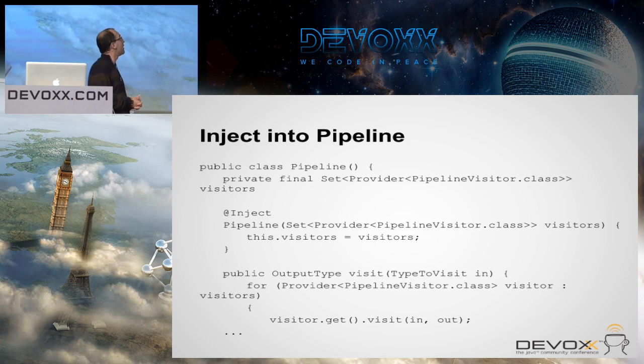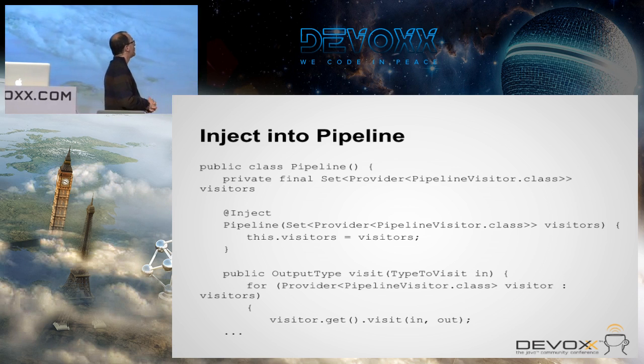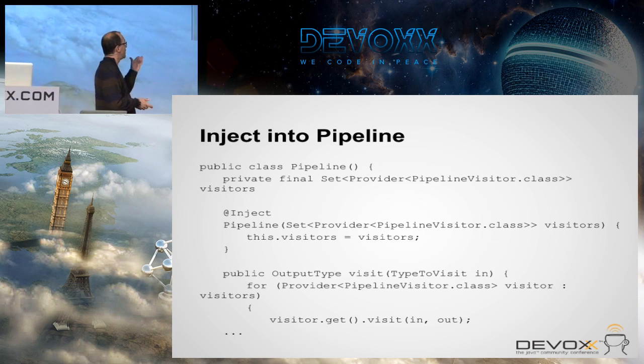You just inject the set, and you can see now that the pipeline has a final list of providers of visitors, and then the code is a lot simpler, right? It's just looping around the visitors and visiting them.